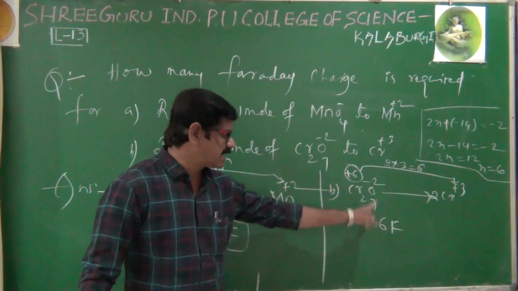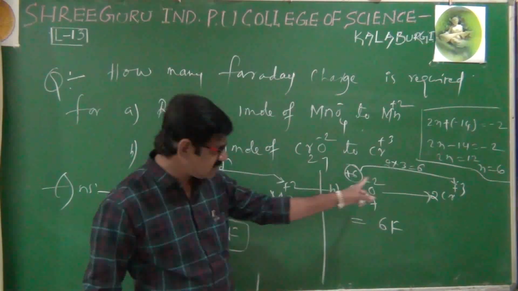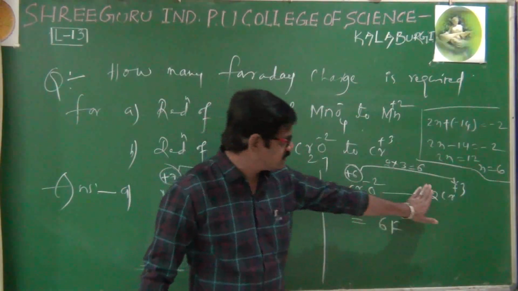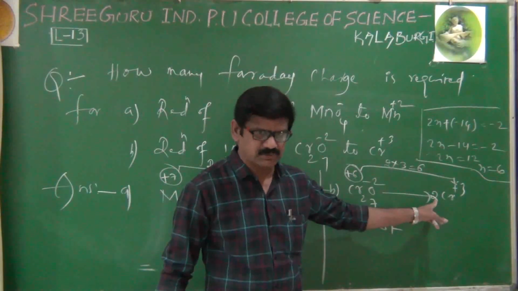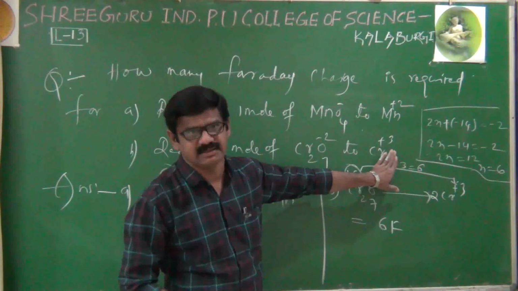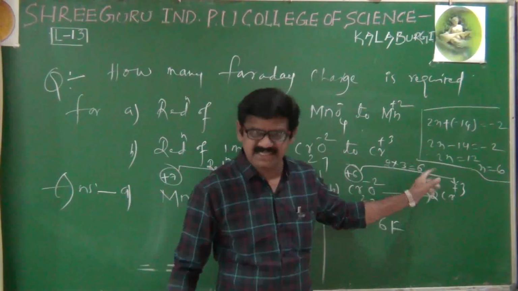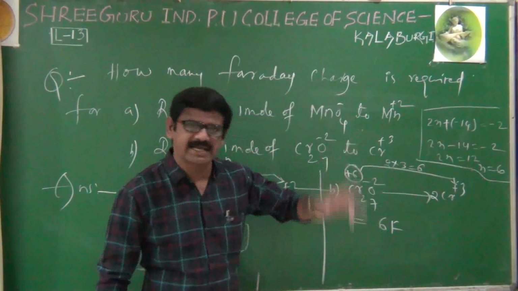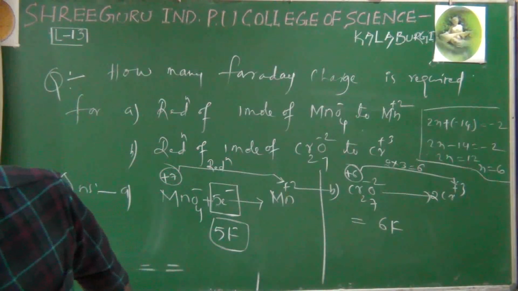I'll repeat. Cr2O7 minus 2: the chromium oxidation number is plus 6, converted to plus 3. But the left side has 2 chromiums and the right side only 1, so we first balance the chromiums by multiplying by 2. Whatever change there is, it is 3 for 1 chromium, so for 2 chromiums we multiply by 2, which is 6. Here 6 moles of electrons will be involved, nothing but 6 Faradays of current. That's all.